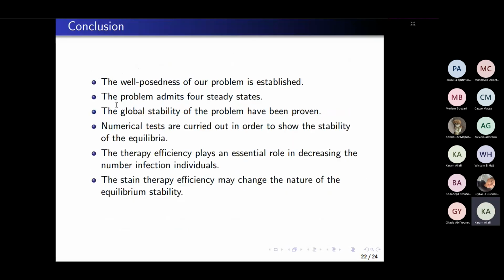And here, as a conclusion, we have talked about the well-posedness of the problem, demonstrated in terms of the positivity and boundedness of the solution. We have proven that the problem admits four steady states, namely the disease-free equilibrium, the first strain endemic equilibrium, the second strain endemic equilibrium, and the both-strain endemic equilibrium. The global stability of the problem has been proved depending on the basic reproduction numbers.